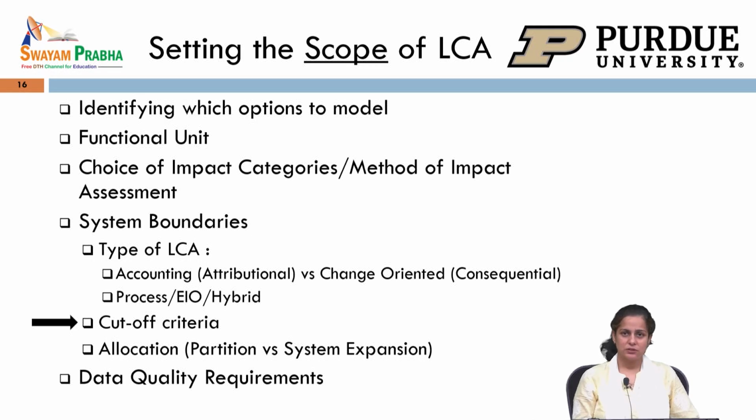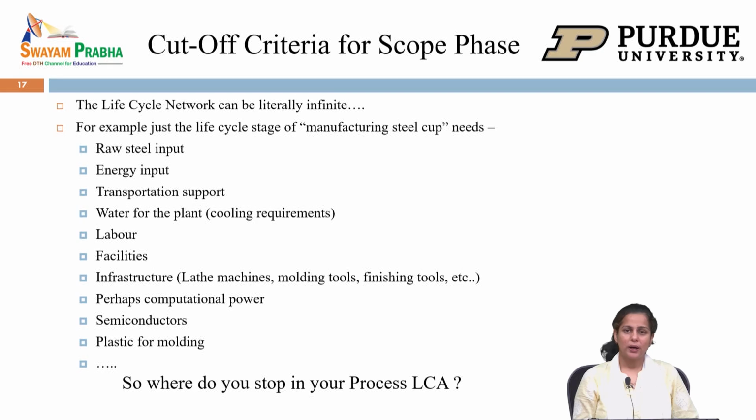Okay. Next, we will come to cutoff criteria. Why do we need cutoff criteria? If you think about our LCA and system boundaries, we can keep on adding more and more processes, right? So, for example, if we are looking at manufacturing steel cup, we'll identify all the things that we need to manufacture a steel cup.